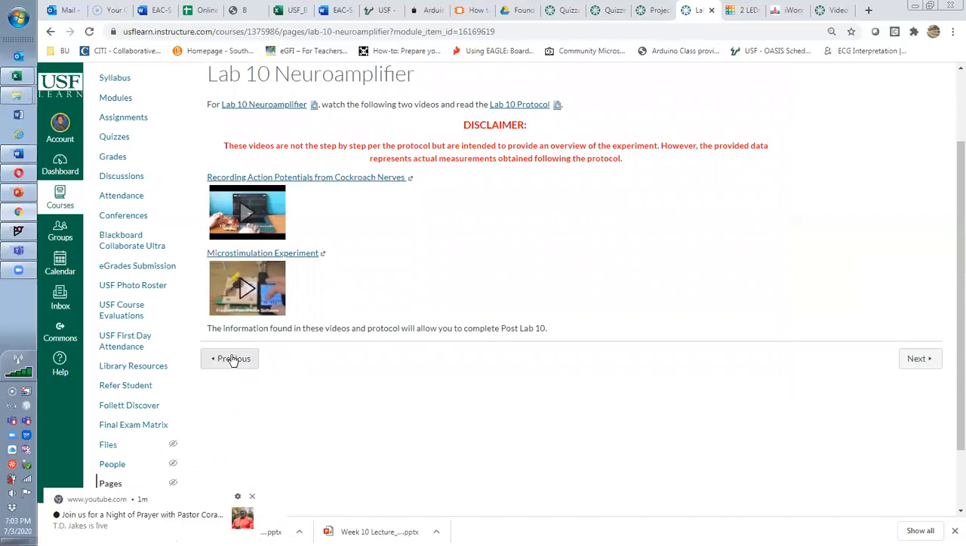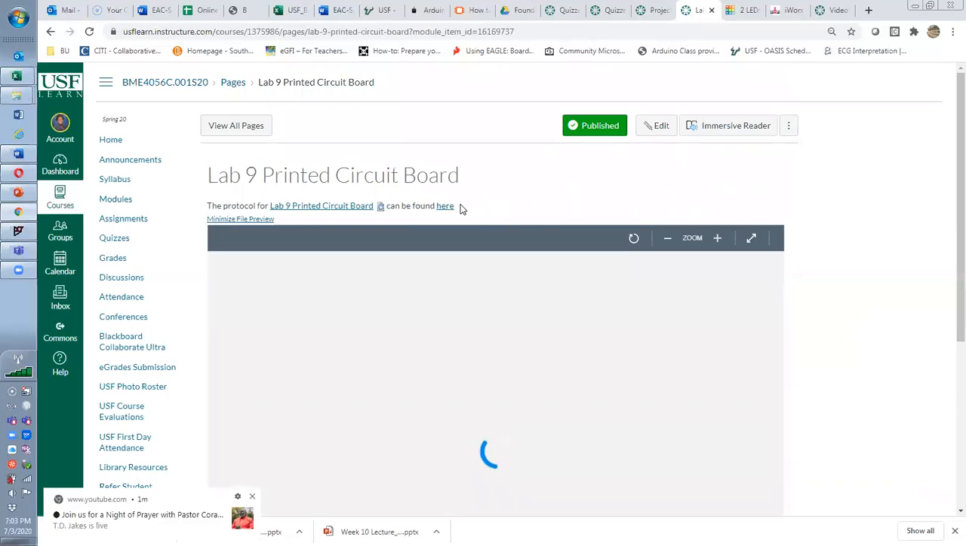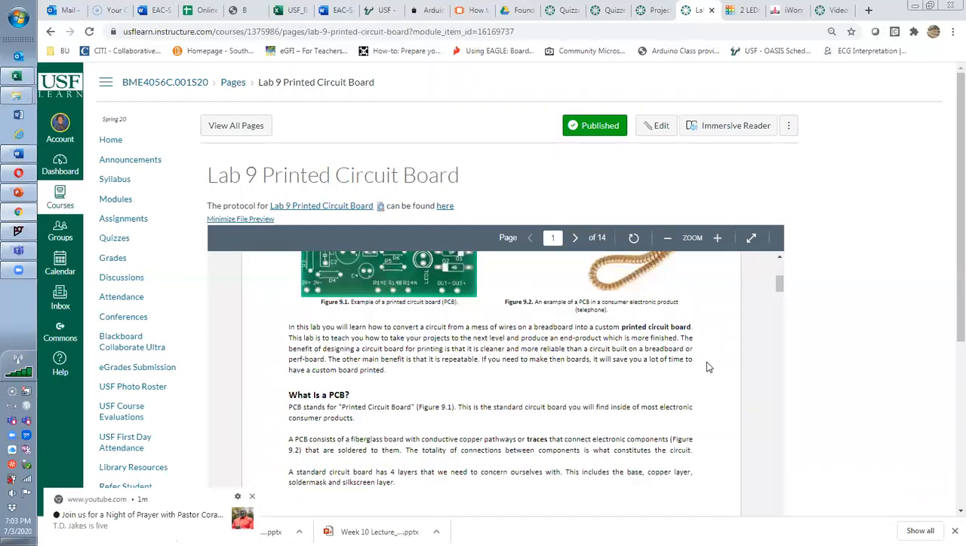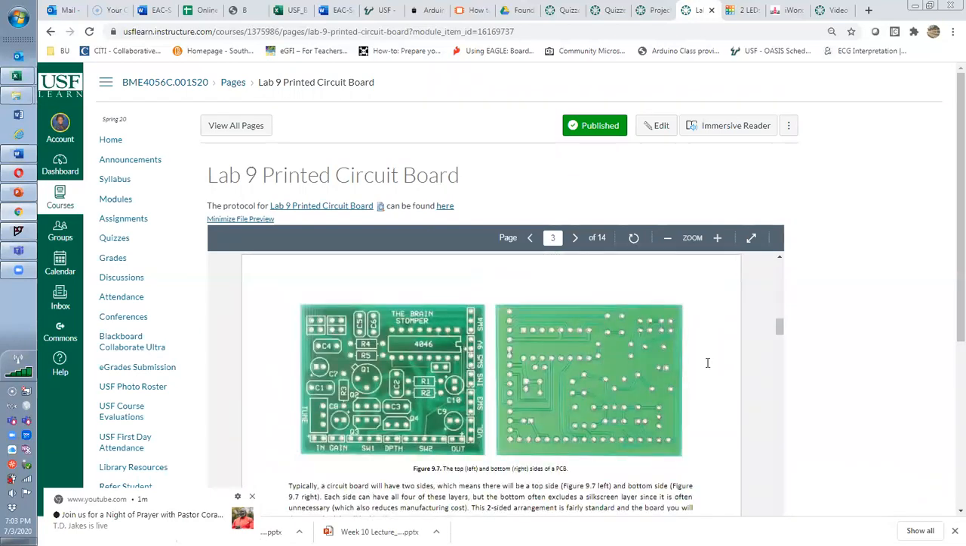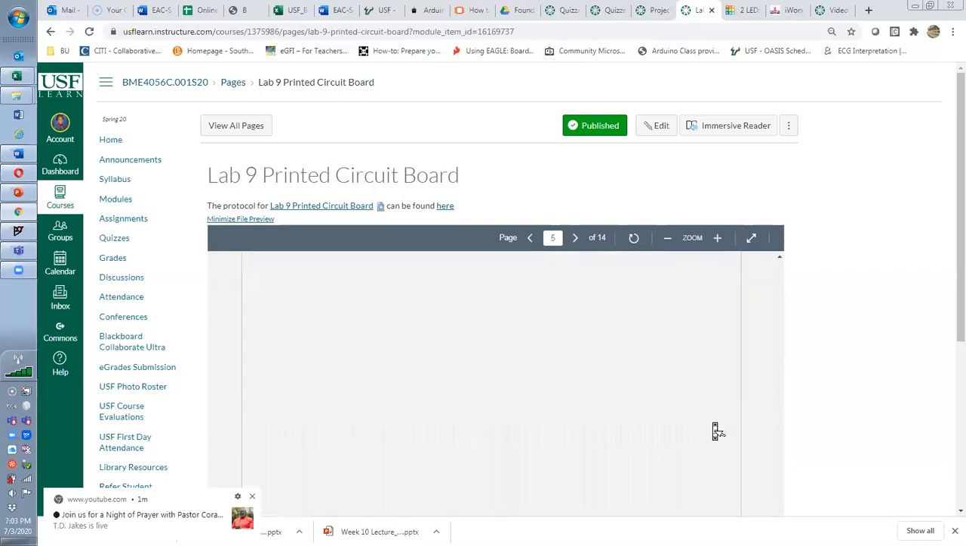And the protocols were generated such that the students could follow the step-by-step protocols and be able to achieve a printed circuit board.